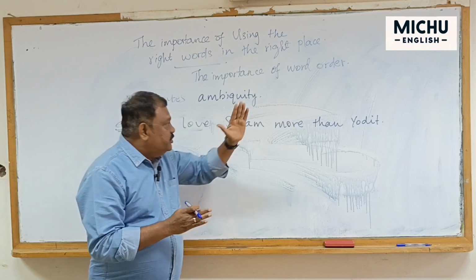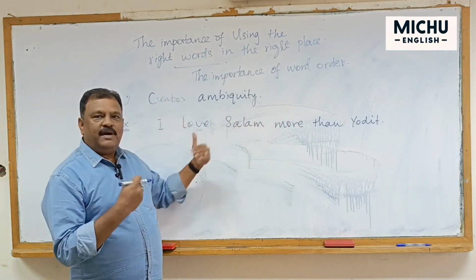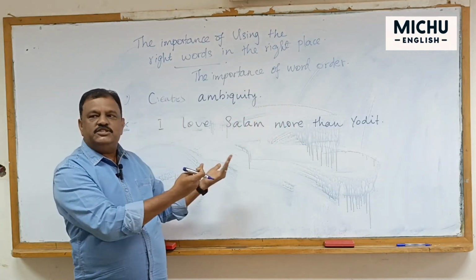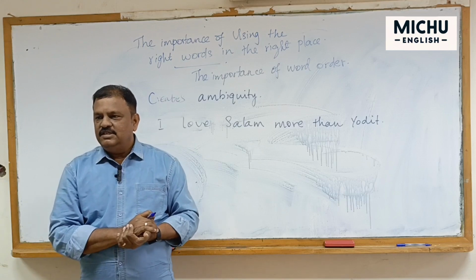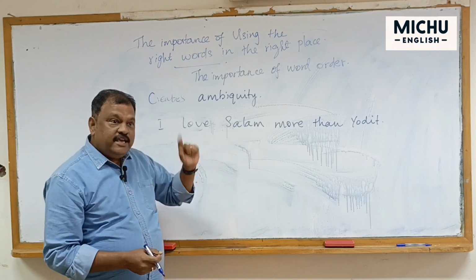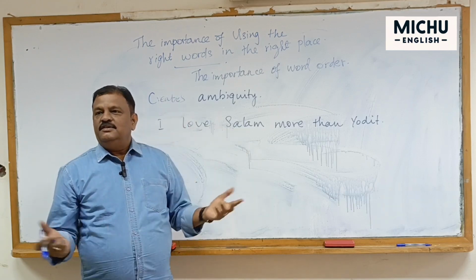So when compared to Yodit loves Salam, my love is more. That's the meaning in the second meaning. So one sentence gives more than one meaning.